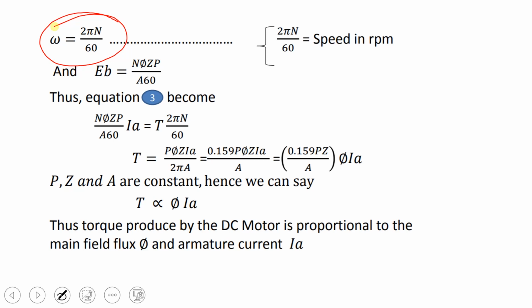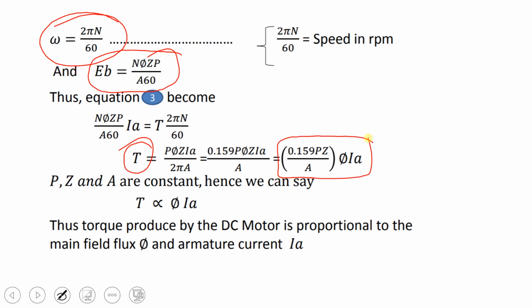This is speed in RPM. Then EB, the back EMF, is given by this equation. Put these values in the equation, and from here we find the value of T. T is torque.